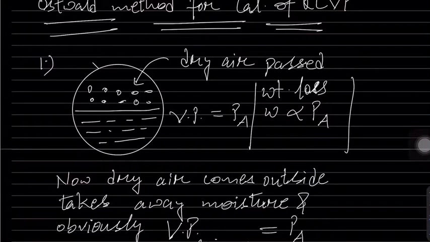And today we will be studying a topic called Oswald and Walker method. Oswald and Walker method for calculating relative lowering of vapor pressure. This is something we will study today.